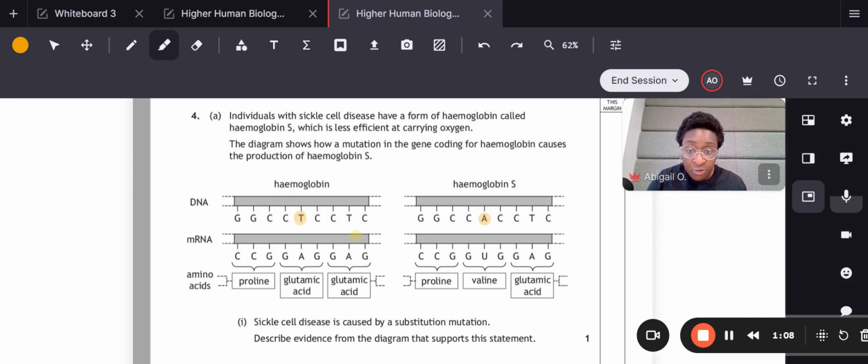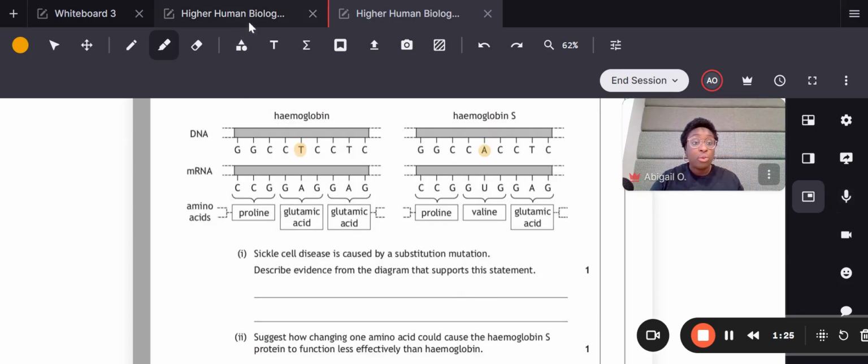If we look after the point of mutation, we don't see any sort of frame shift. After the point of the mutation is totally fine. TCTC, CCTC. If we look at the amino acids we produced after the point of mutation, it's the same. It's just that nucleotide that's changed, just that base. So therefore, because it's just that base, we know this is a substitution mutation.